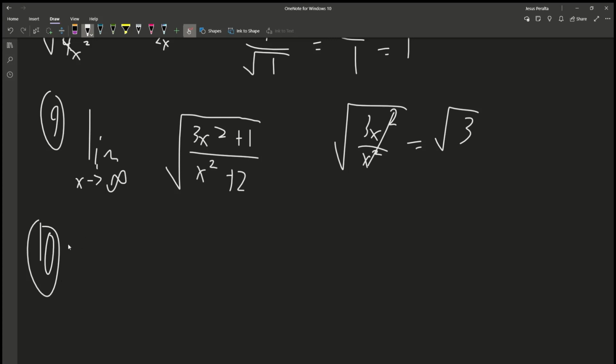Scary looking problem, but it was easy. Hopefully, maybe I was right. Number 10: x goes to negative infinity, and then we have the square root of 4x squared plus 1 over 2x.